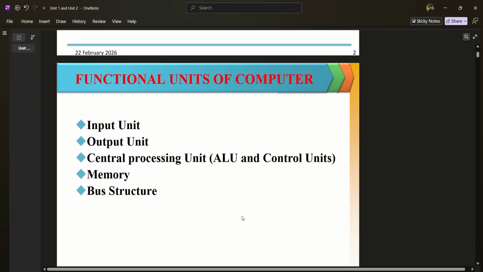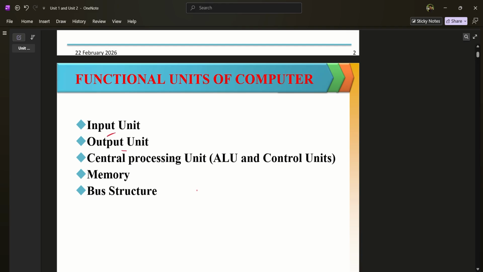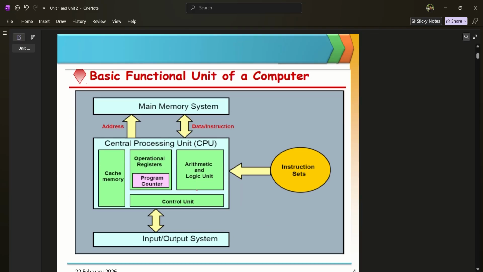First, functional units. When it comes to any computer, we need these basic components. What are they? Input unit, output unit, CPU, which in turn contains two components called the arithmetic logic unit and control unit, and then a memory to support the process, and a bus structure for communication between all these functional units. I think it's way better in this diagram.